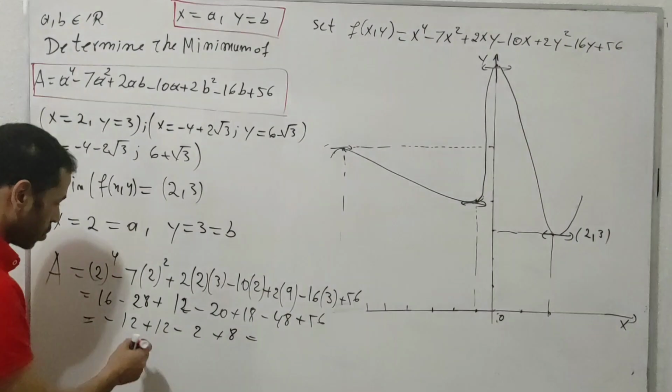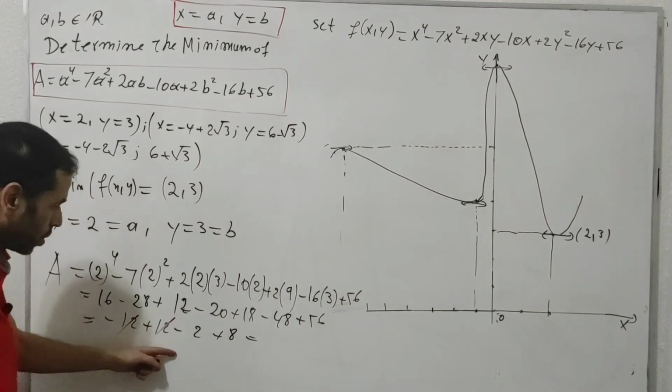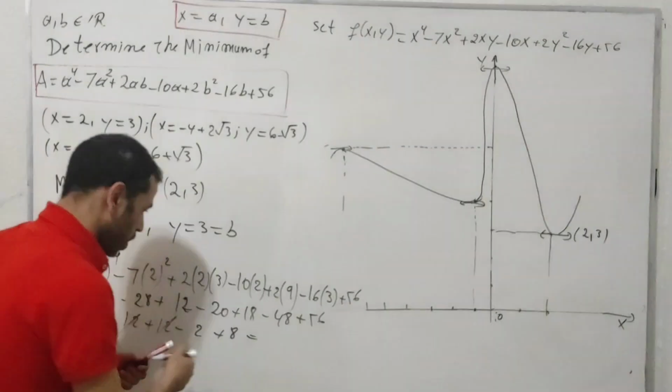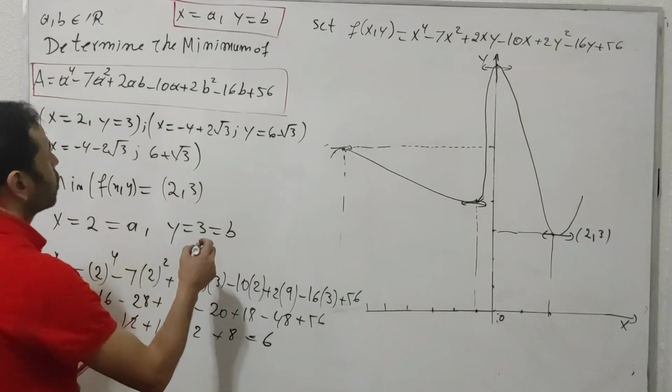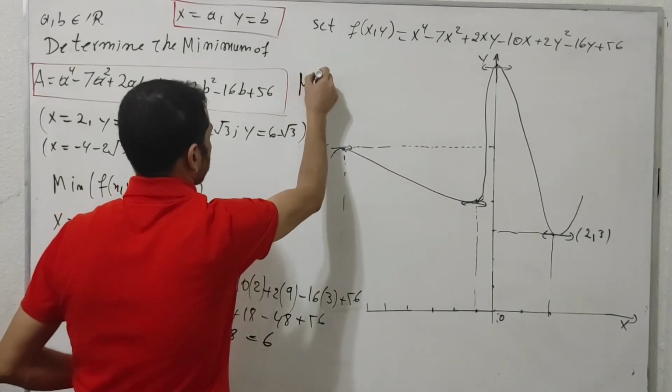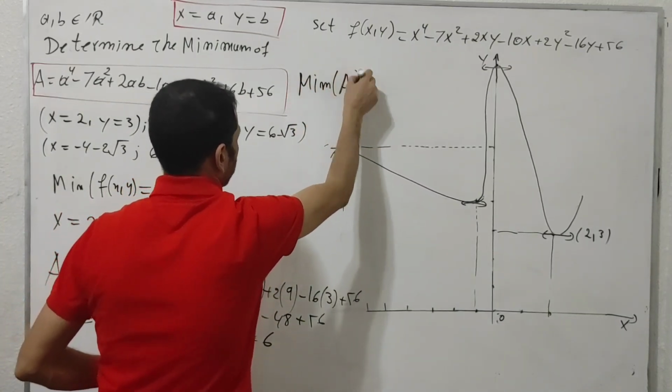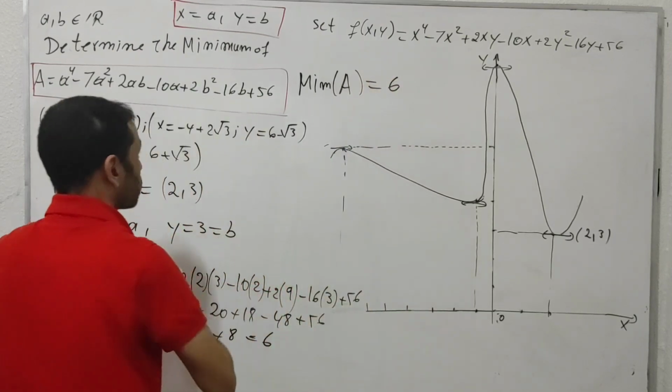So minus 12 will be cancelled out with 12. I will get 8 minus 2, which is 6. So the minimum value of A equals 6.